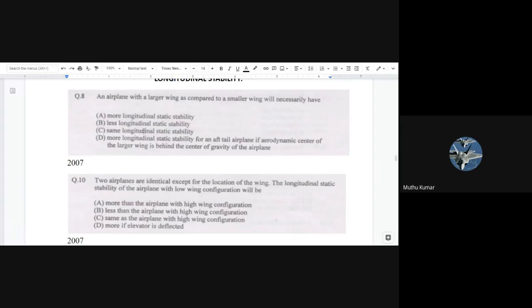More, less, same. More longitudinal static stability for an aft tail airplane if the aerodynamic center of the larger wing is behind the center of gravity, and so on. By changing the size of the wing, there is no chance of it being more or less. Stability is about so many factors. Simply making the wing smaller or bigger will not make stability increase or decrease at all. If I make the wing bigger or smaller, lift will increase or decrease, but it cannot do anything to stability. So the answer is 4 actually.